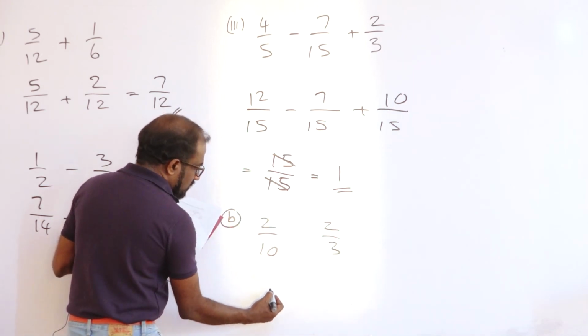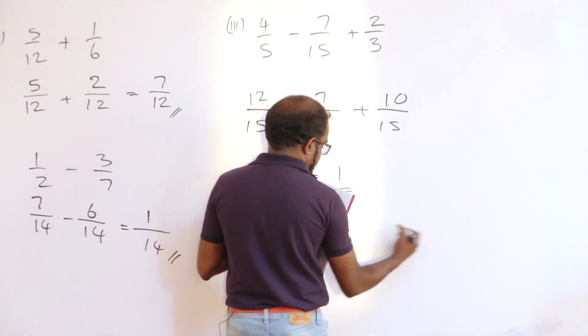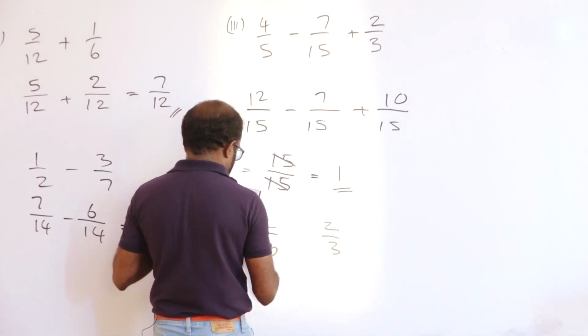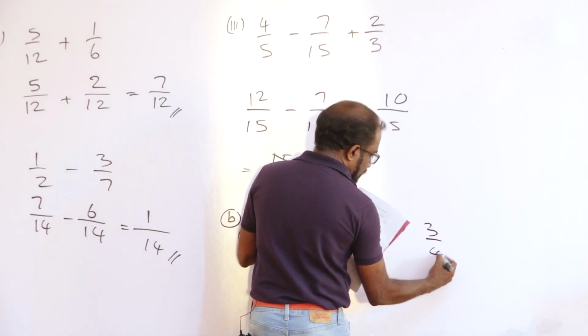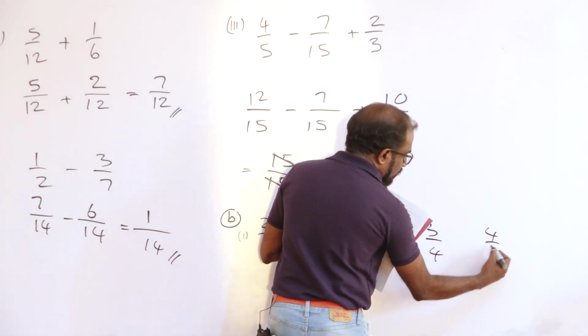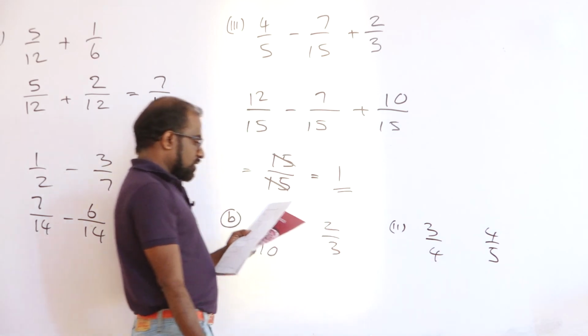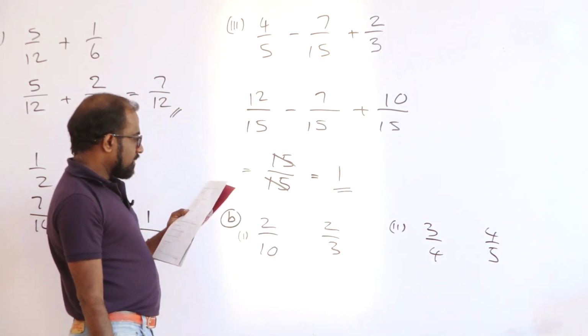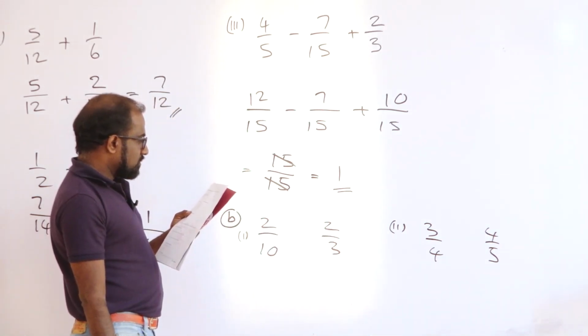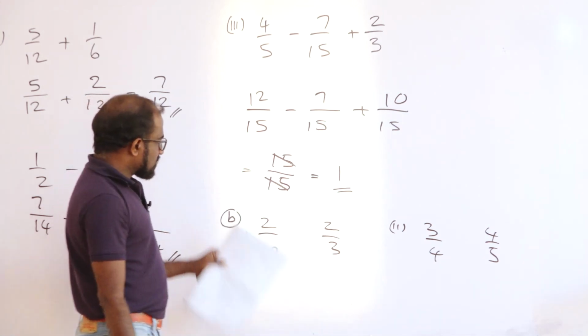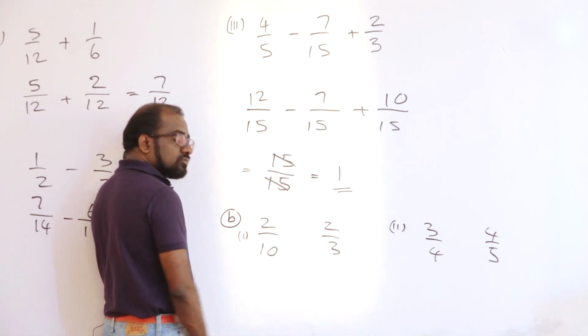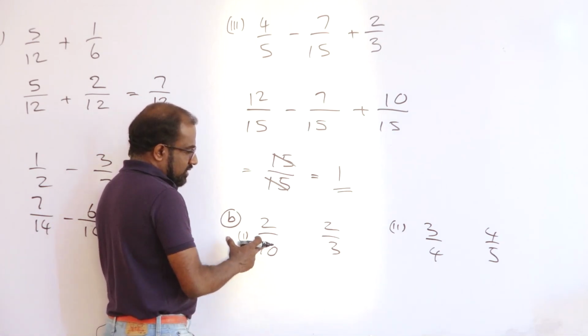Next one. Part B, second question. 3 over 4, 4 over 5. Hurry. So you have to select the smallest fraction and circle it, right? So what is the smallest fraction here? So here check.